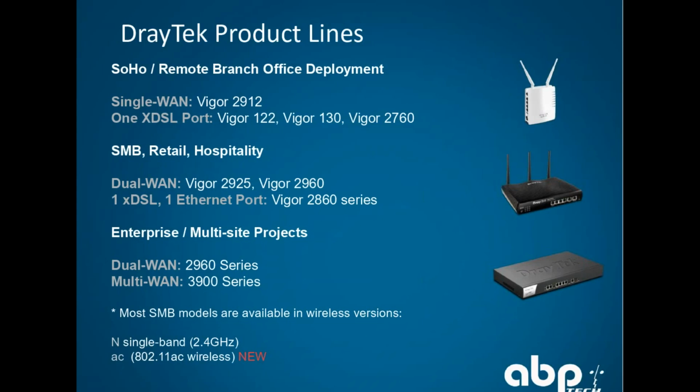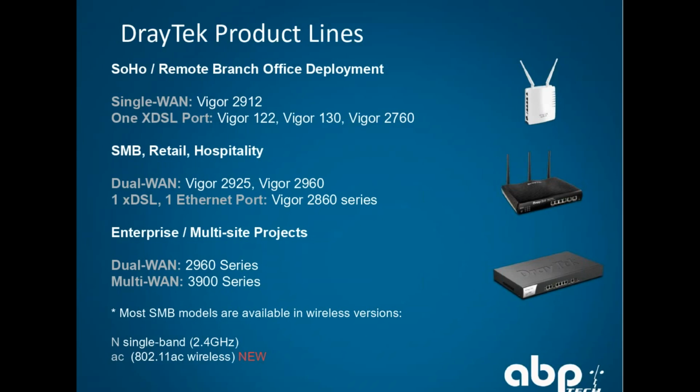For home users and ITSPs looking for a basic CPE router, we have models with single WAN ports like the 2912 series. For models that support just one VDSL modem built in, we have Vigor 130, also the Vigor 2760 router. The dual-WAN routers are extremely popular with SMBs, especially the 2925 series routers. I'll be showing you a demo of the 2925 router today.